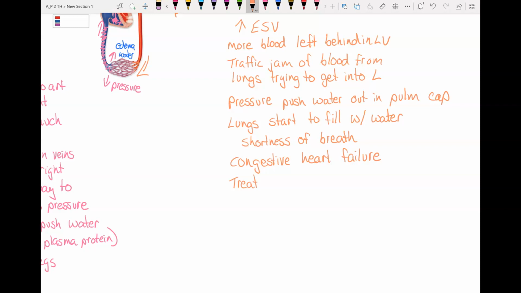So the treatment for this is with diuretics. Like, you may have heard of Lasix. Lasix is a diuretic. It makes you urinate more so that you're pulling that water out.